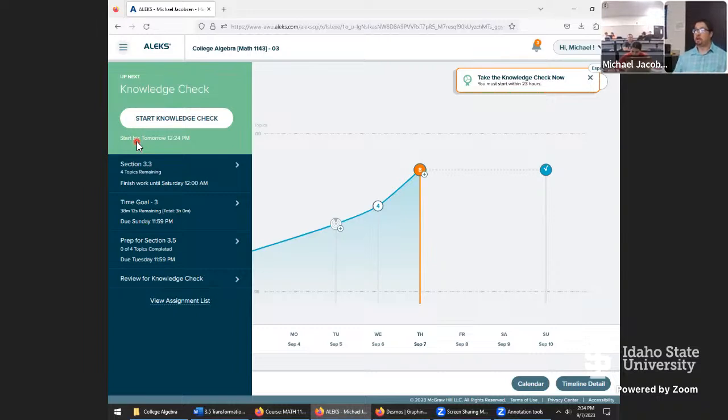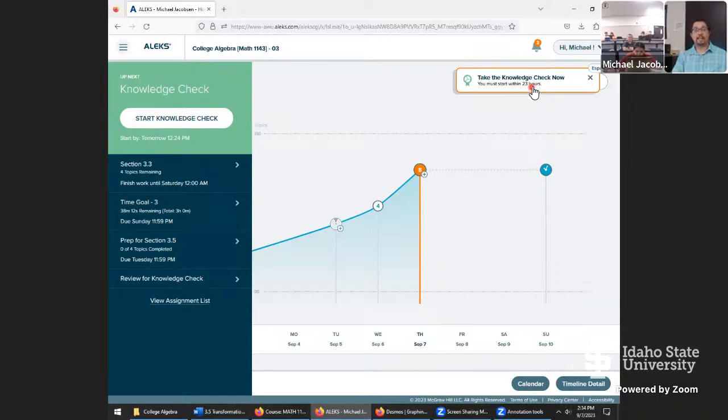So think of it as just an opportunity to review right in the middle. If you wanted to, it says, take your knowledge check now. They're really assertive about that. There's like a 23-hour window. There's no credit that's actually really tied to this. This is strictly review. You're always going to get credits by completing sections by the due dates.